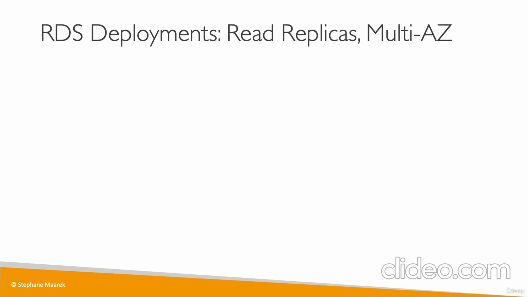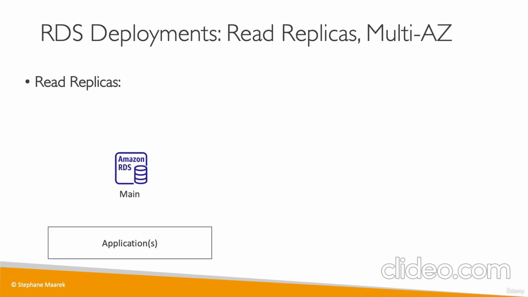So when you deploy RDS databases, you need to understand there are multiple architectural choices you can make, actually. So the first is to use RDS read replicas. So let's take the example of your application that reads from your main RDS database. But say that now you need to scale the read workload, so you have more and more applications that need to read more and more data from RDS.